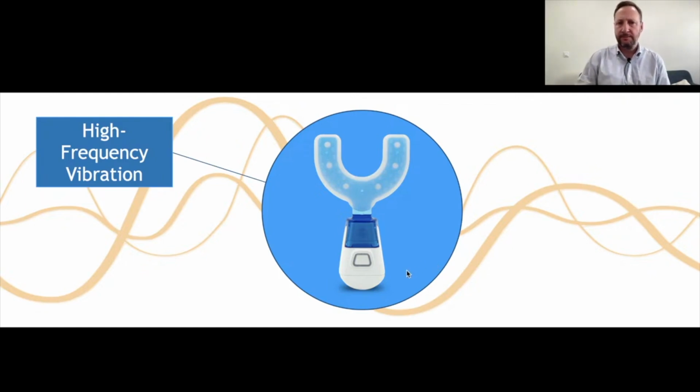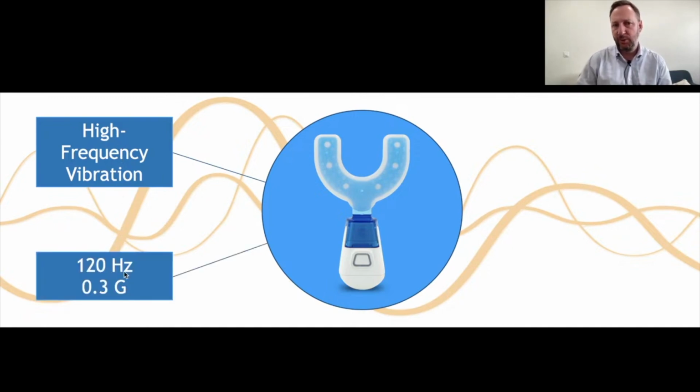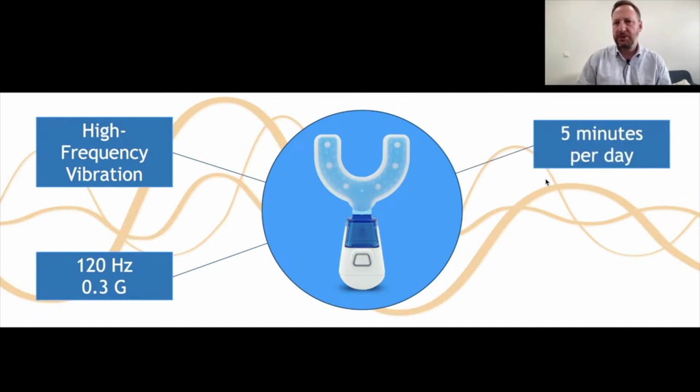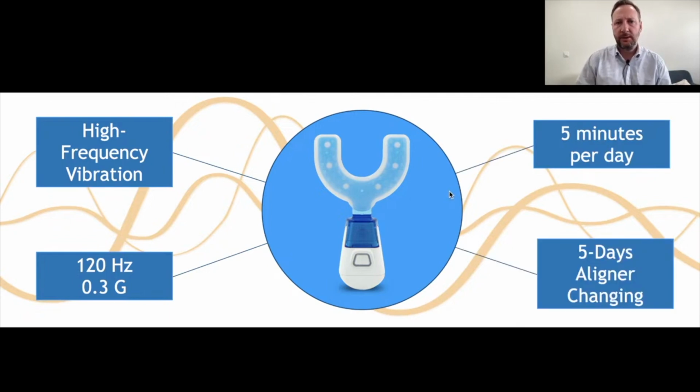So this device already changed a lot, we have a more recent version, but the idea is here. It's a very simple device with this mouthpiece, and this is a vibration part that generates this high frequency vibration with 120 Hertz and 0.3 G of force, okay? So this is the perfect combination for us, with the patient using only 5 minutes per day to allow them to change aligners in 5 days only, okay?